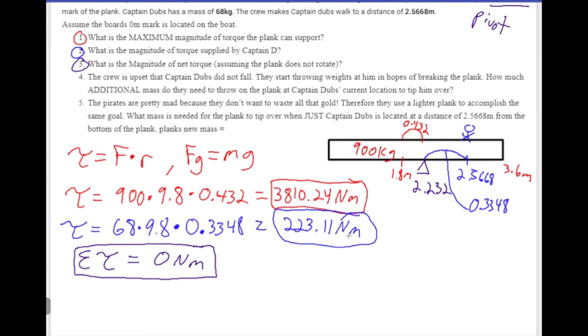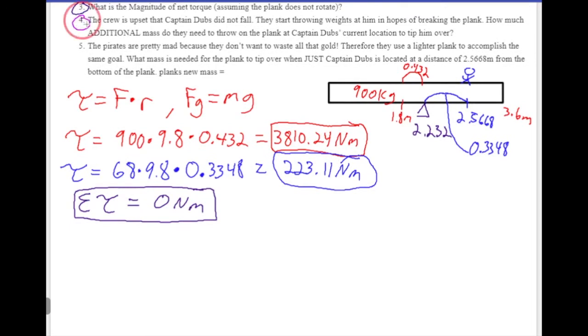Well, our plank is supplying 223.11 Newton meters of torque right now. And we know that that's our answer because it's in equilibrium. It's not rotating to one side or the other. So think about this in terms of how we thought about friction when we were doing our force unit, how friction had a maximum value it could be. Same thing with the torque of the plank in this scenario. The torque of the plank has a maximum value it can be before the plank tips over.